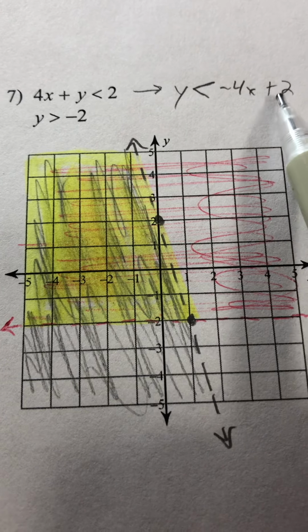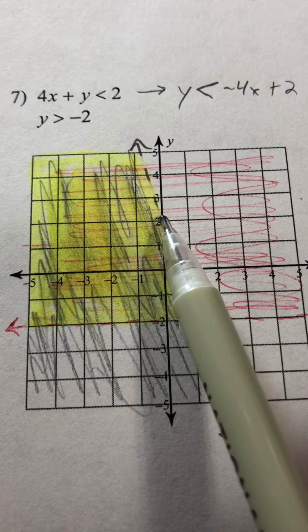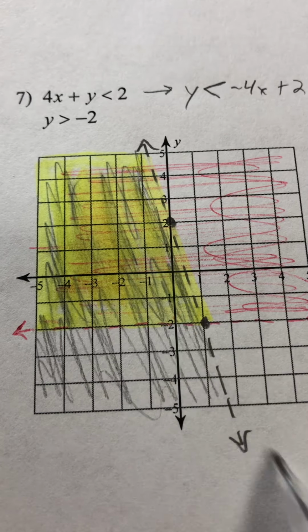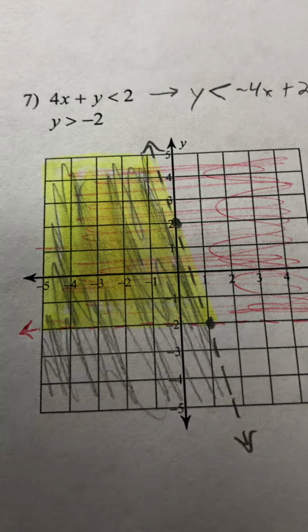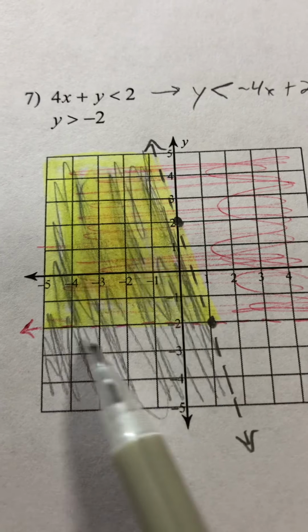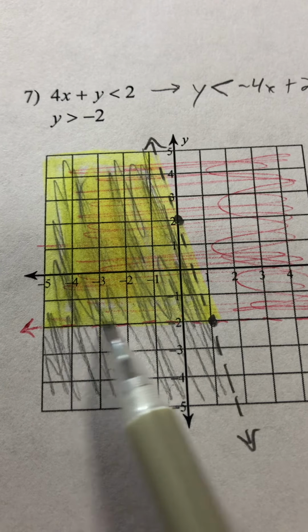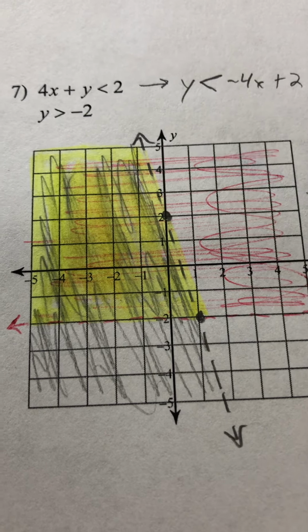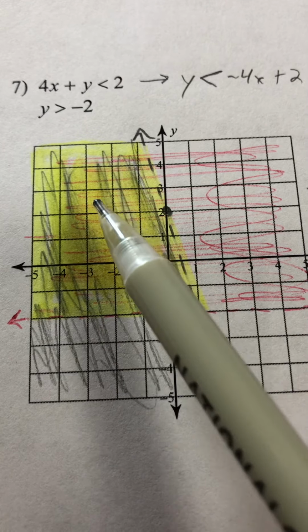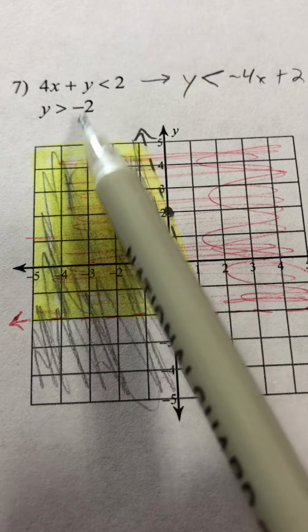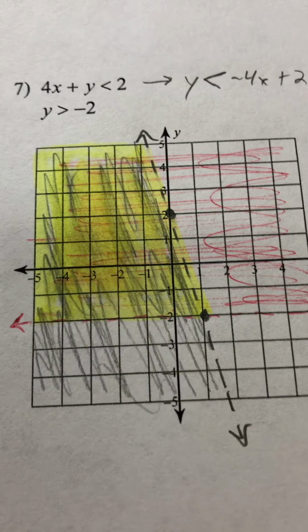So anyways, my y-intercept is +2, so I started here, did this one in pencil, down 4 over 1, and I just created a dotted line there because it cannot equal it. It's just less than. So everything less than that is below that line. And then this one, y is greater than -2. So I just go where y is at -2, and I make a horizontal line, and it's dotted. And in red, you can see I've shaded everything above it because y is greater than that. So the area where these two inequalities overlap, that's going to be the solution.